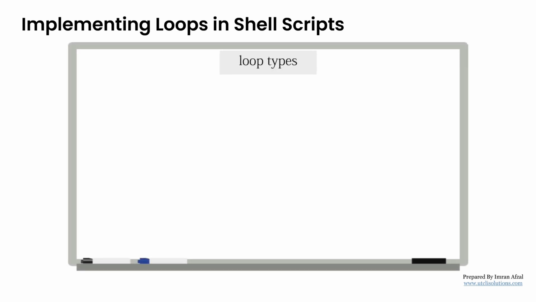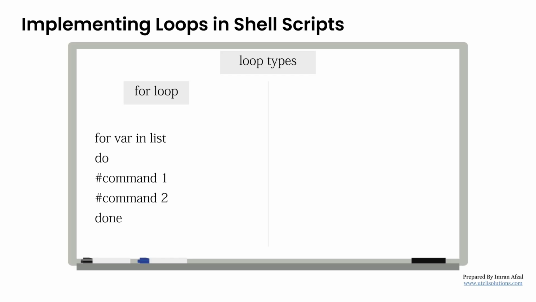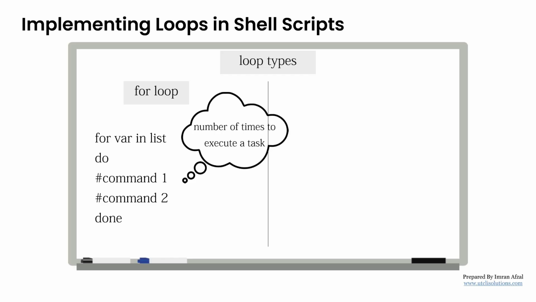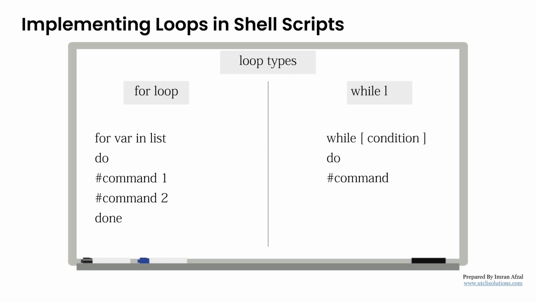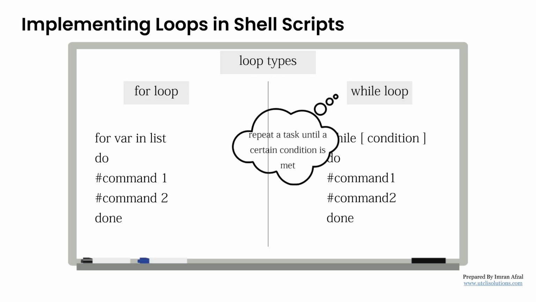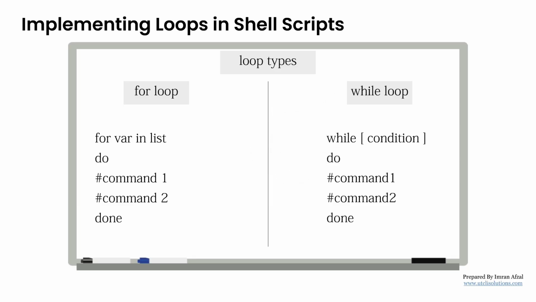There are mainly two types of loops that we will be using in this lecture. The for loop is used when you know the number of times to execute a task. The while loop is used when you want to repeat a task until a certain condition is met. Now let's move on to the practical part and understand how these loops work in shell scripting.